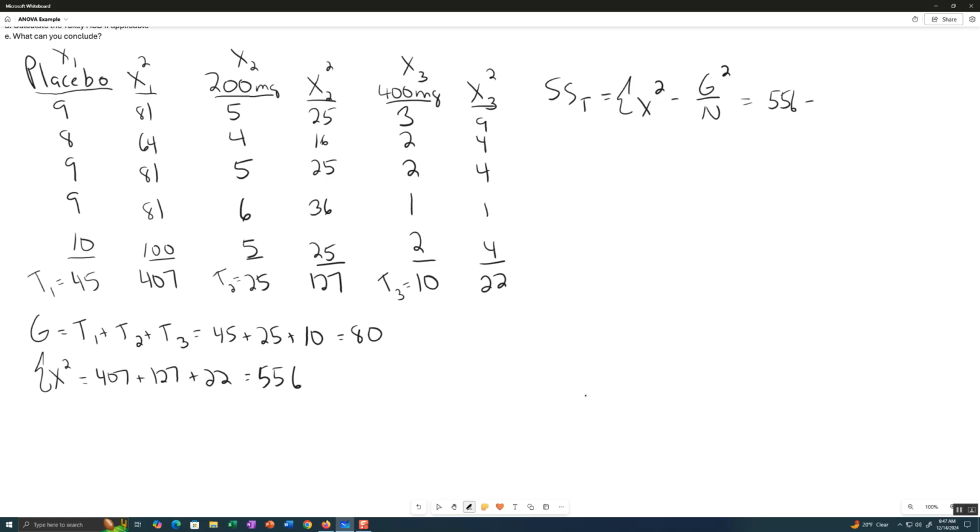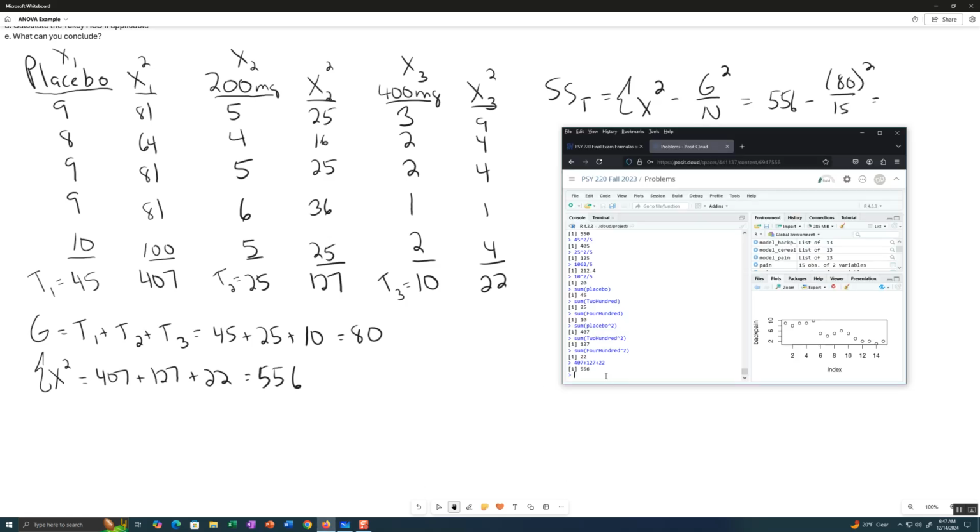The grand total is 80 squared over 15. So that's going to give me 556 minus 80 squared over 15. So let's do that. That's 426.67.